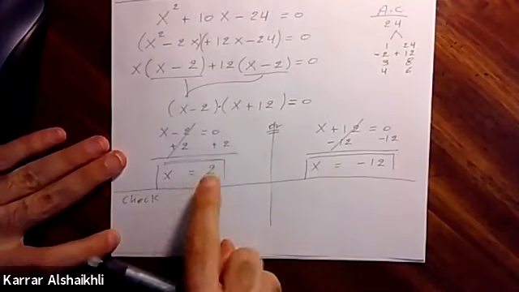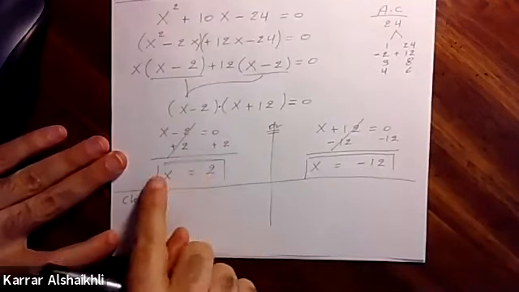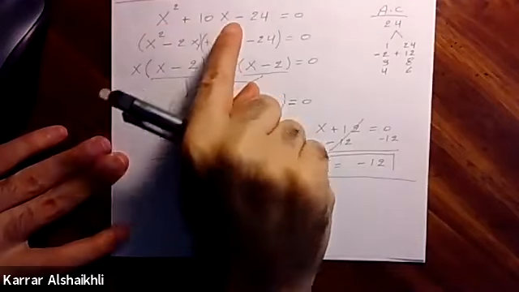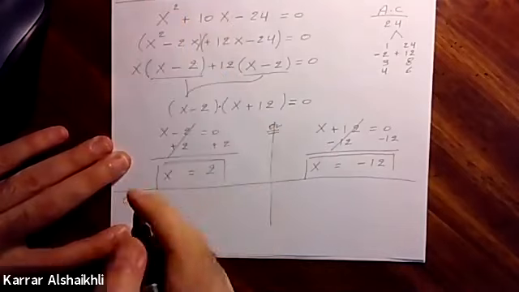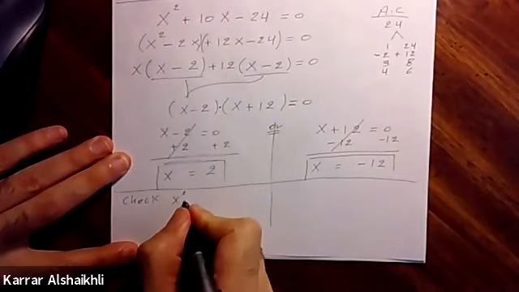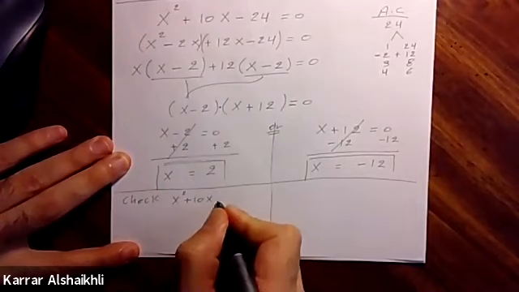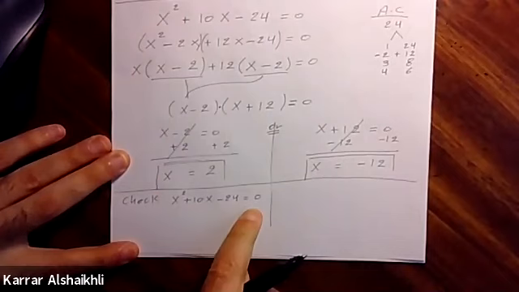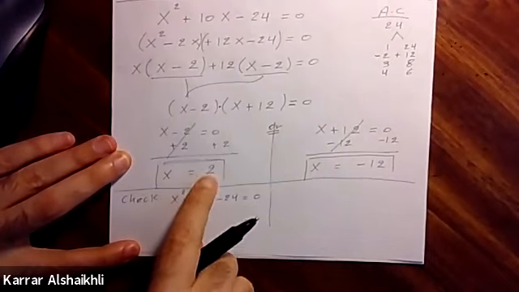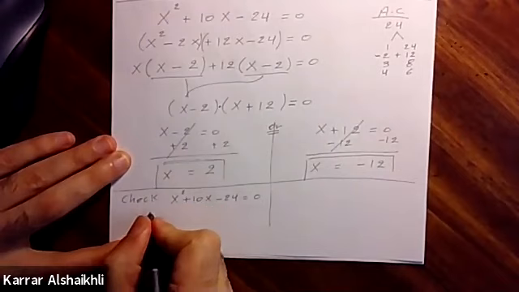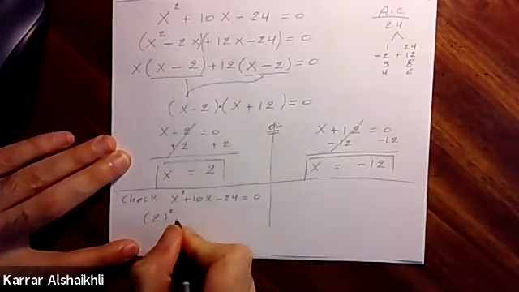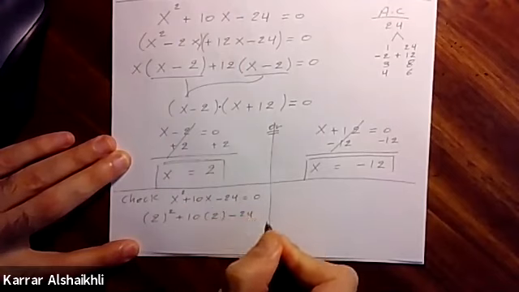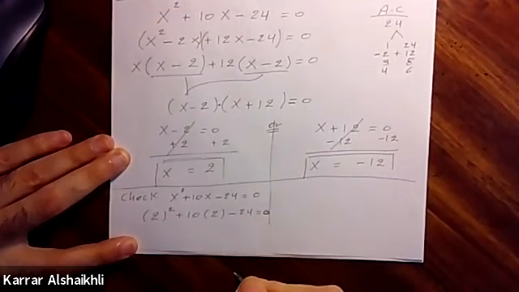How are we going to check each solution? By plugging the number I got here, x equals 2, instead of each x. So I'm going to plug in this one here. I have x squared plus 10x minus 24. I have to get the result equal to 0. So I'm going to plug in 2 instead of each x. So it's going to be 2 squared plus 10 times 2 minus 24. I have to get 0.